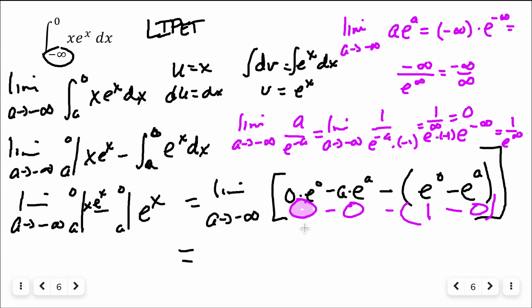And all told, after we do all this math, the result we get is negative 1. So this converges to negative 1. This integral, if I were to evaluate it, converges to negative 1.